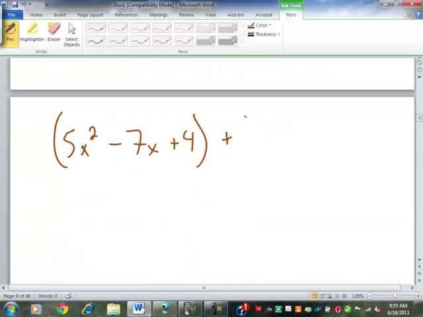Can I ask a question now? Sure. What would happen if you had a 2x squared and maybe a 5x squared and a 5x to the power of 3? I'll get to that in a minute. Okay. Good question.